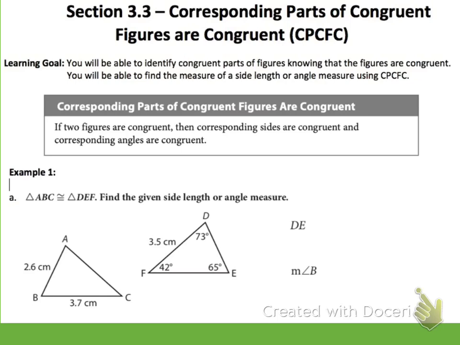But what does congruent mean? So congruent means that essentially the figures look exactly the same. They're just in a different spot. But what it really means is that the corresponding sides and the corresponding angles are the same measure.